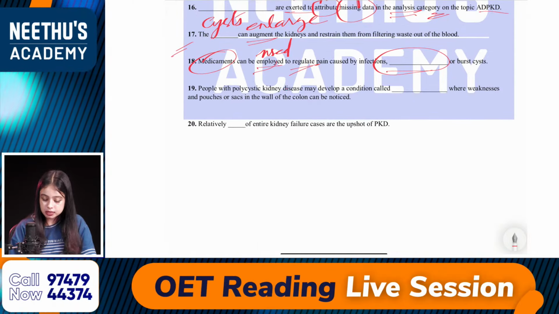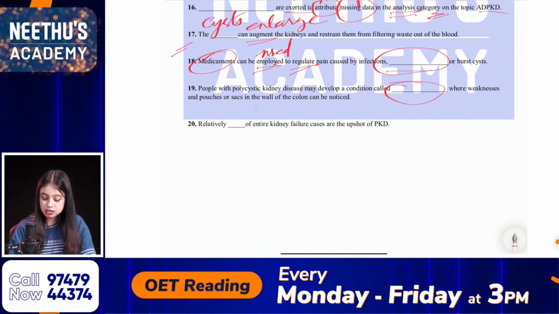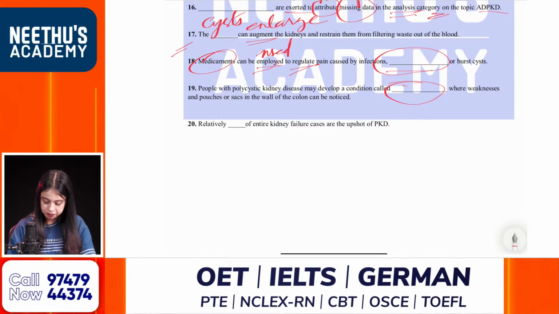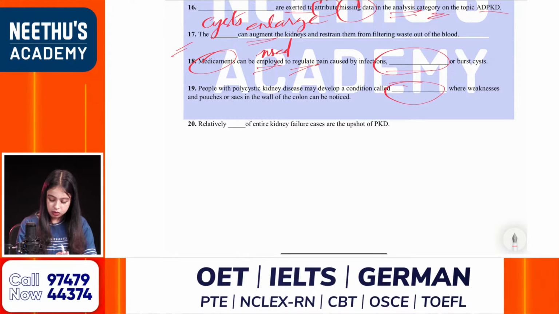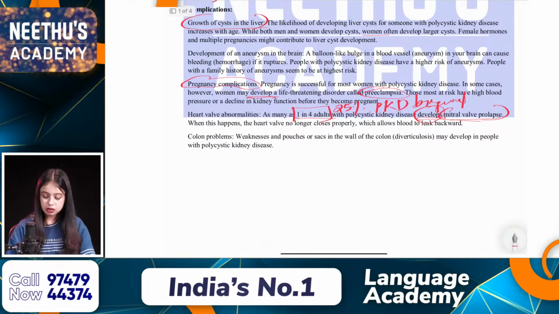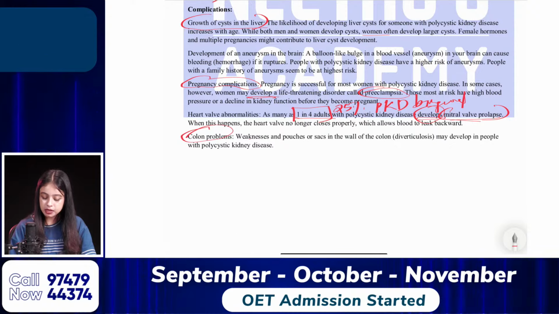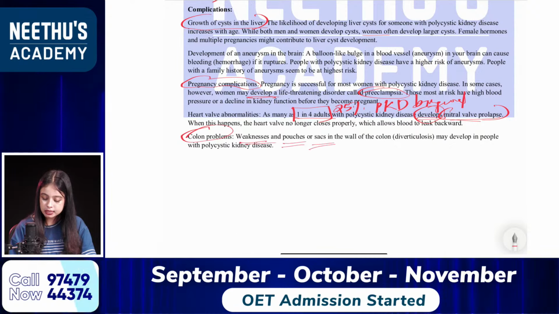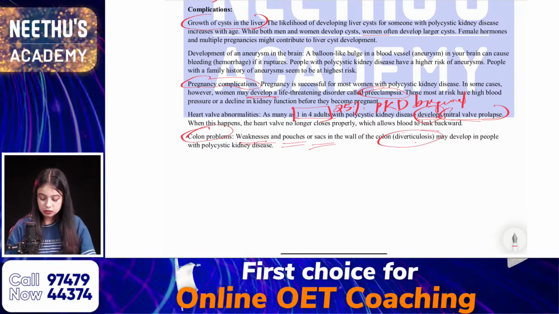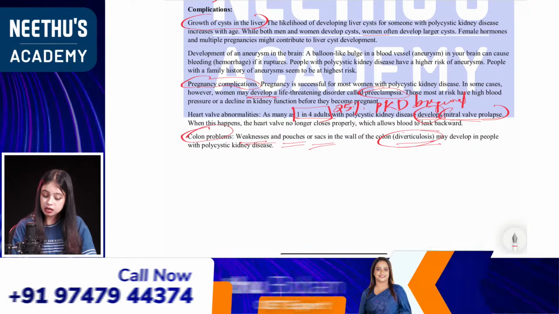The 19th, second last one: people with polycystic kidney disease may develop a condition called dash, where weakness and pouches or sacs in the wall of the colon can be noticed. What is the condition? It's one of the complications, a colon problem. Weakness, pouches, sacs in the wall of the colon, that is diverticulosis. That's from text B, the last line.